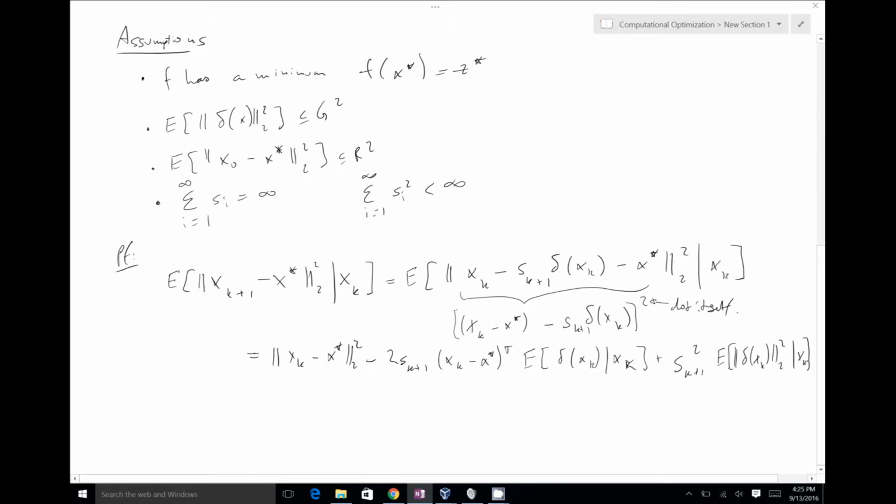The next thing I'm going to do is take a look at just this middle term. So that middle term, what am I doing? I have x star, and I've moved some distance away from x star. Maybe another way to think about it is I have xk, and I move some distance away from xk, and I'm multiplying it by the expectation of the stochastic subgradient. So what should I be able to apply here to get a nice substitution?